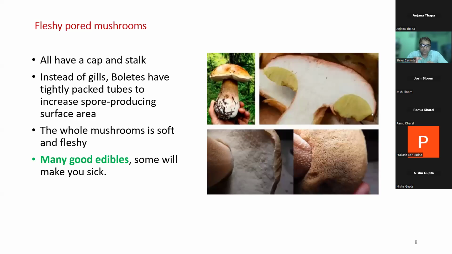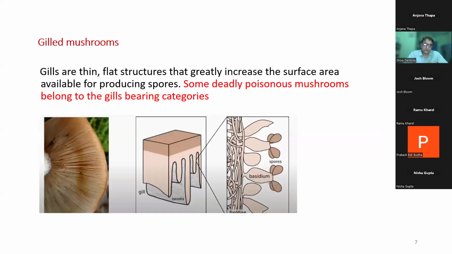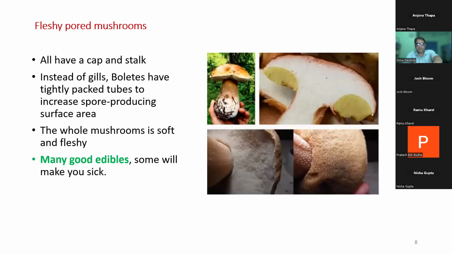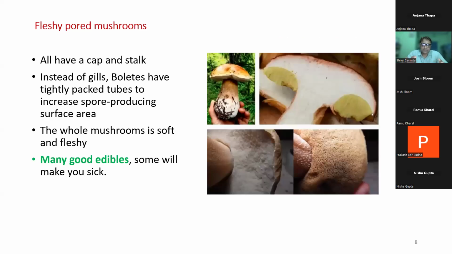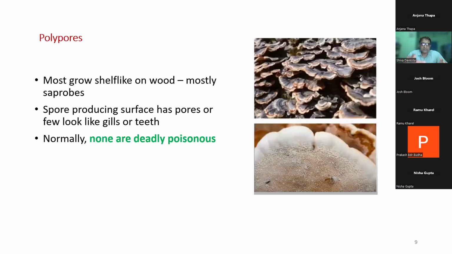Apart from that, there is another type of mushrooms, because in our earlier pictures there are gills, but in this picture you see there are only pores, not gills. Most of the mushrooms with such kind of pores are not so poisonous like mushrooms with gills, but many are good edibles, though some will make you sick. There are some more mushrooms with pores; this is a fleshy mushroom, very soft, which grows on ground. This one grows on woods, and these mushrooms also bear pores. Such kind of mushrooms are not deadly poisonous.